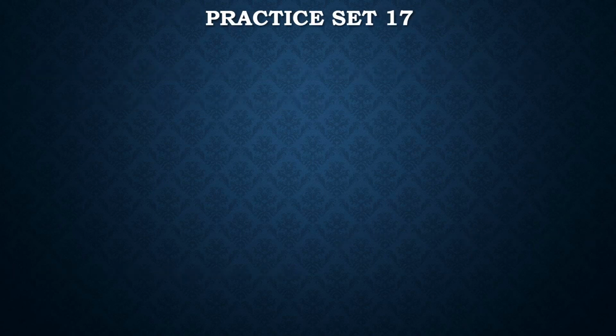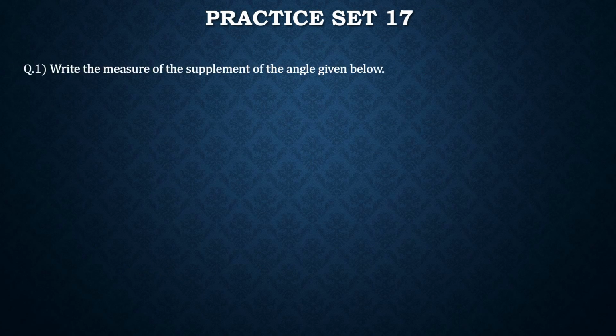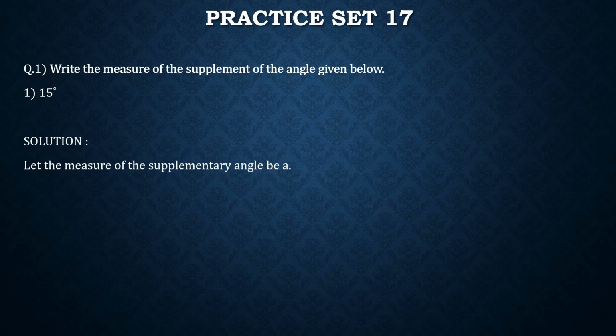Let us see practice set 17. Write the measures of supplement of the angle given below. First is 15 degrees. So we have to find out the supplement of the angle 15 degrees. Solution. Let the measure of supplementary angle be A. Here we don't know the value of the supplementary angle of 15 degrees, so let us consider it as A. You can consider it as any alphabet.